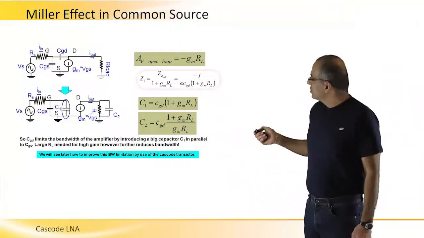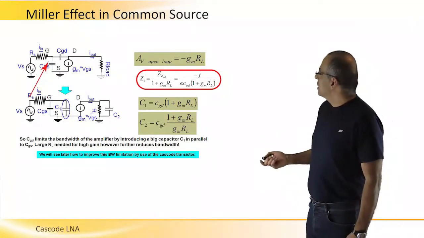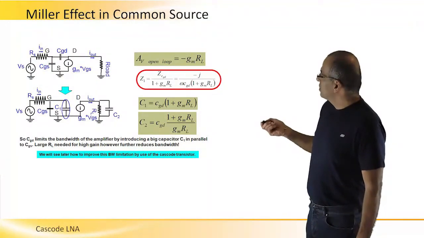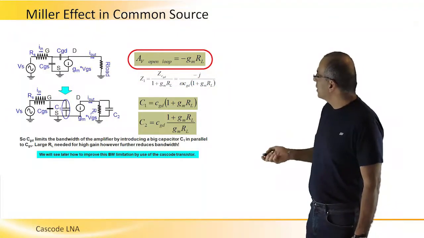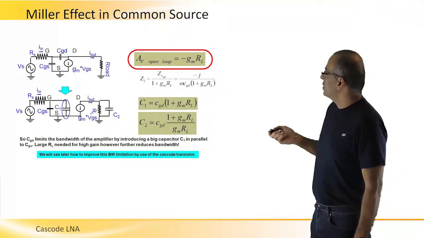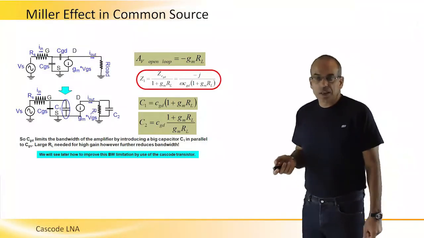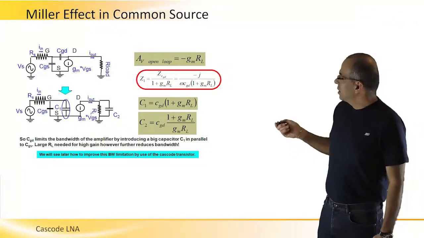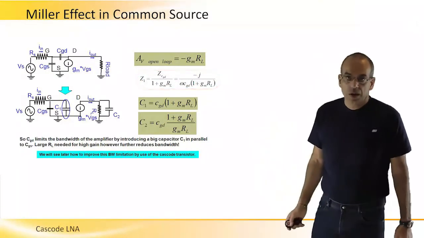So Z1, the input impedance that comes from the Miller theorem, is described here. We know that AV is minus gm RL, and taking this as the A that we saw in the other slide, we get that Z1 equals ZCGD over 1 plus gm RL, and we can just replace it by the full expression that we get here.